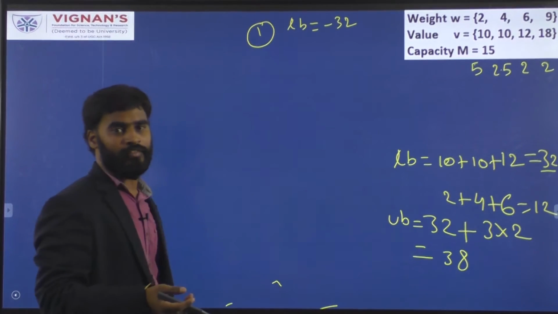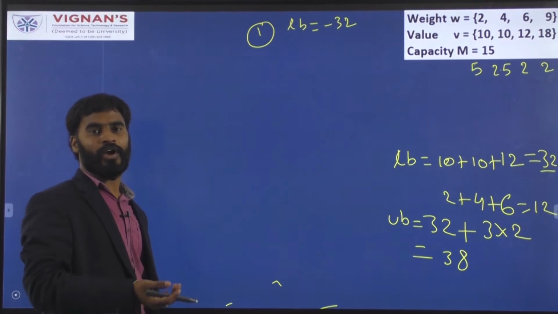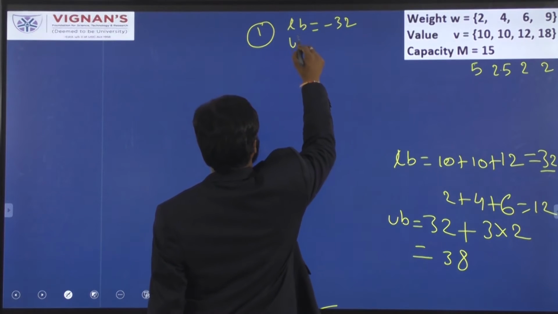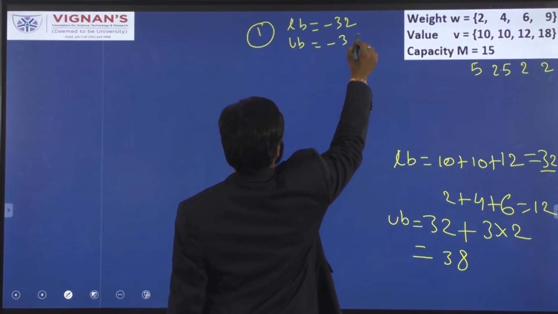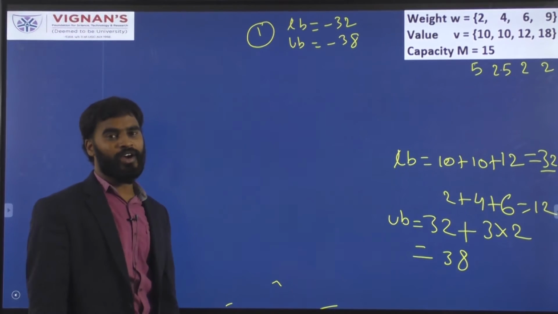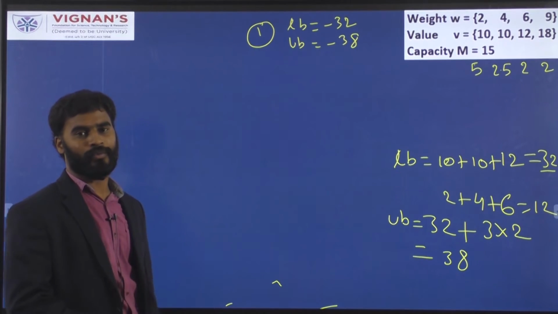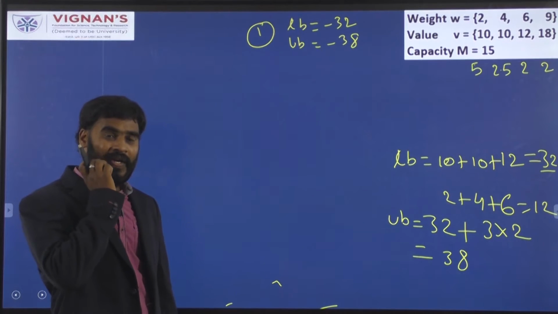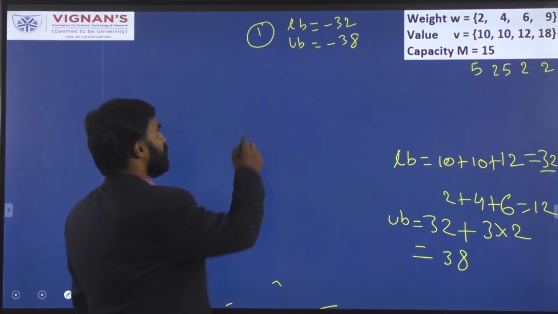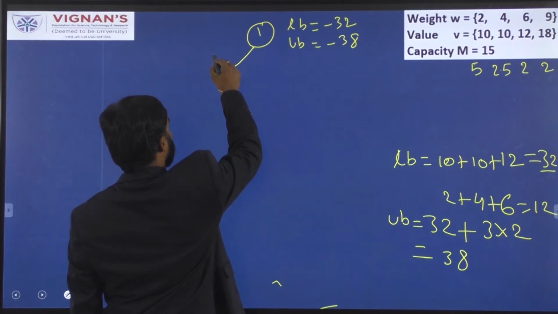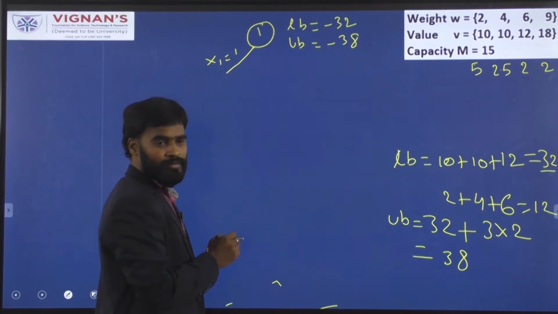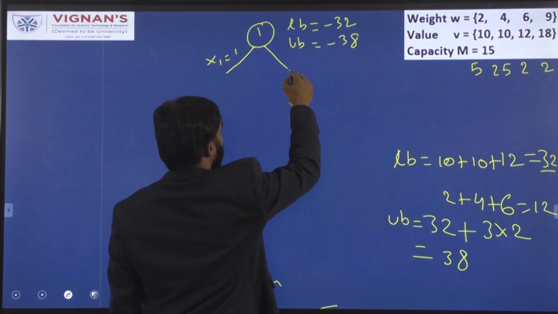So this is the lower bound and this is the upper bound for the root node. As I said earlier, as it is a maximization problem, we have to make it a minimization problem, so for that I am considering negative values: minus 38. So this is the lower bound and upper bound for the root node. Now you have to check for each item. Let's say item 1. Either you can include the item or you can ignore the item.